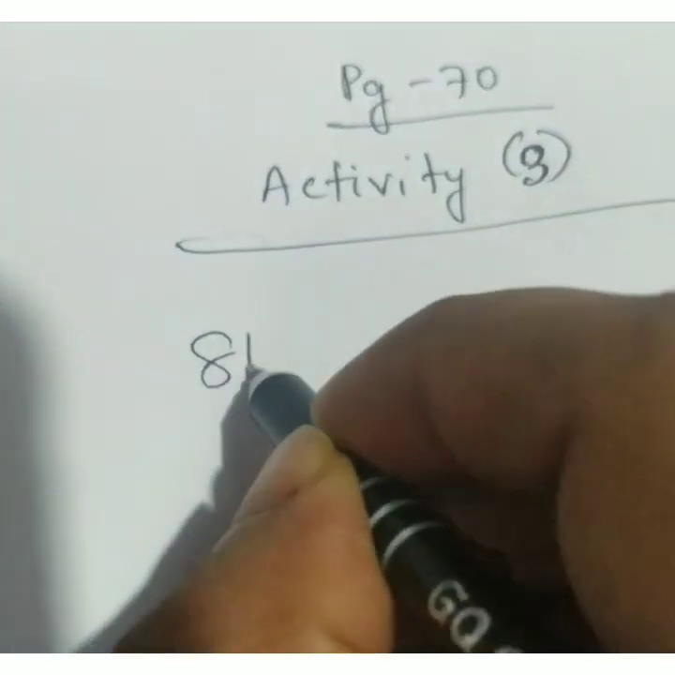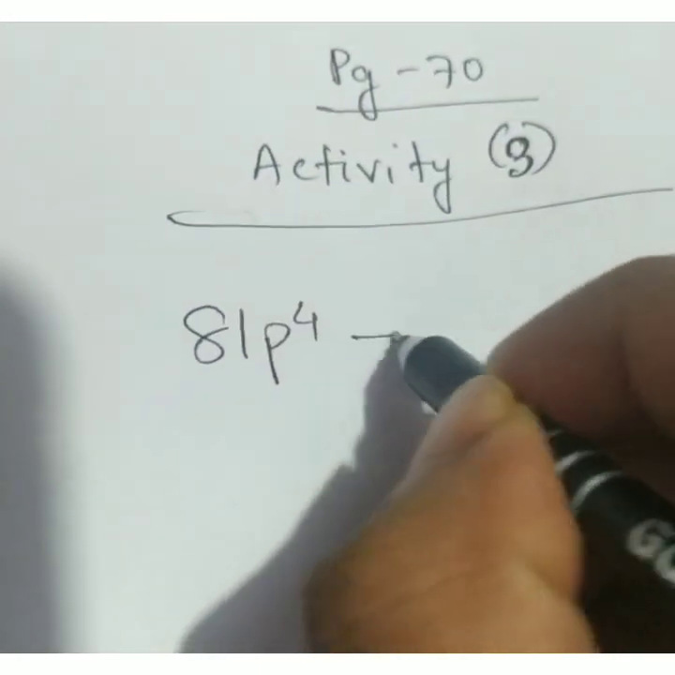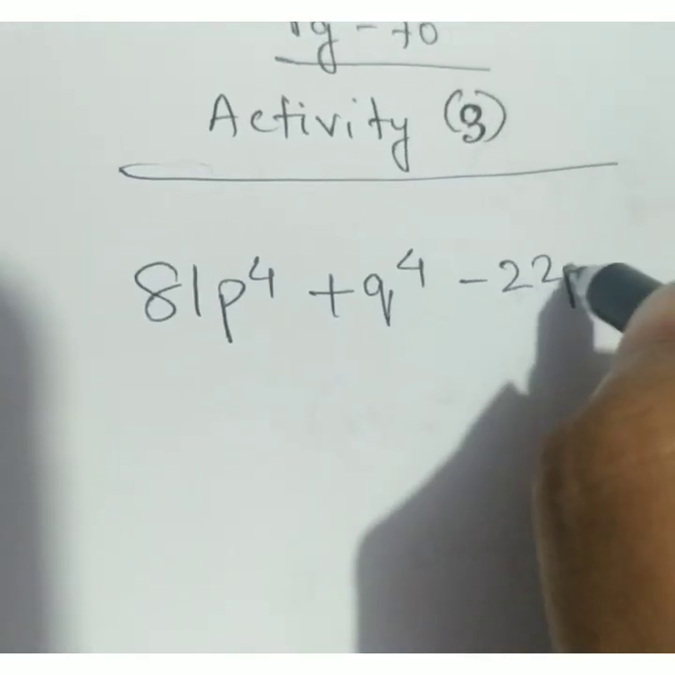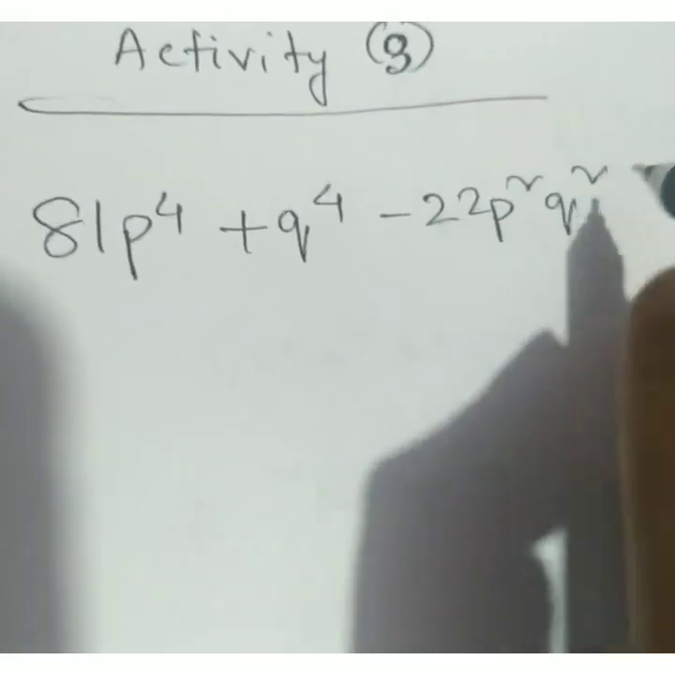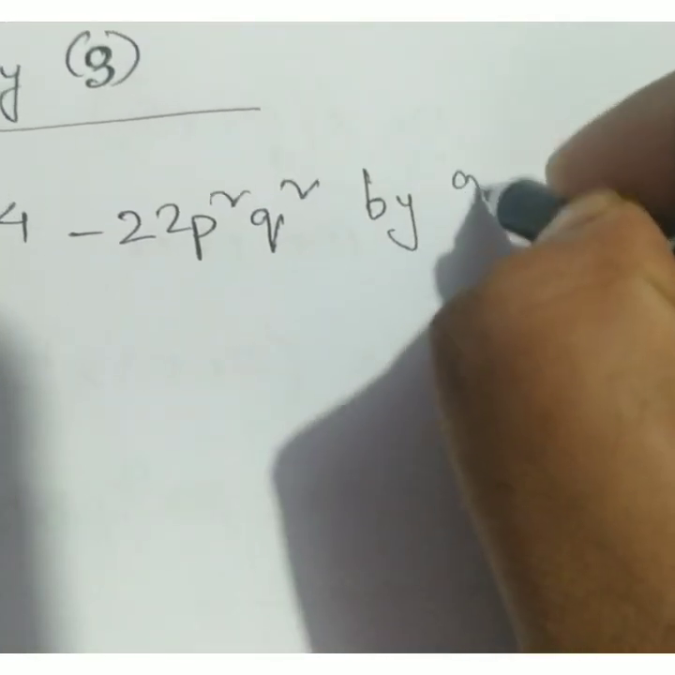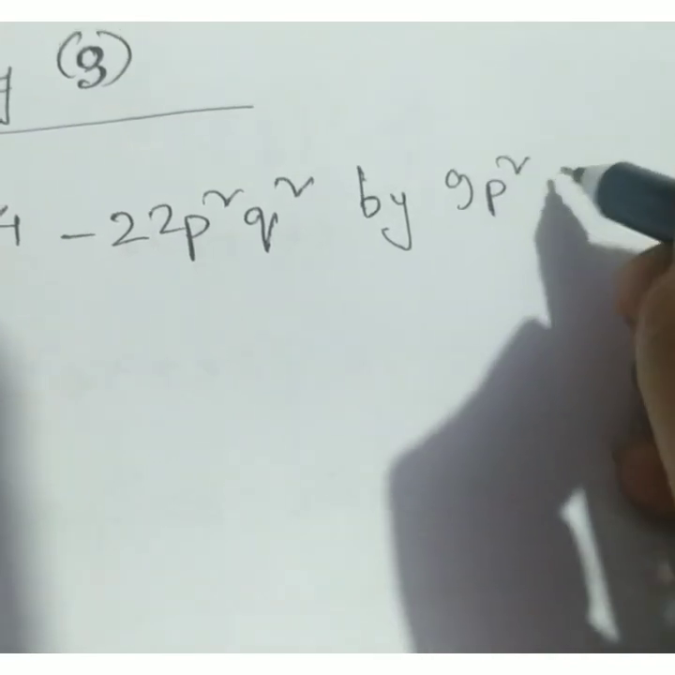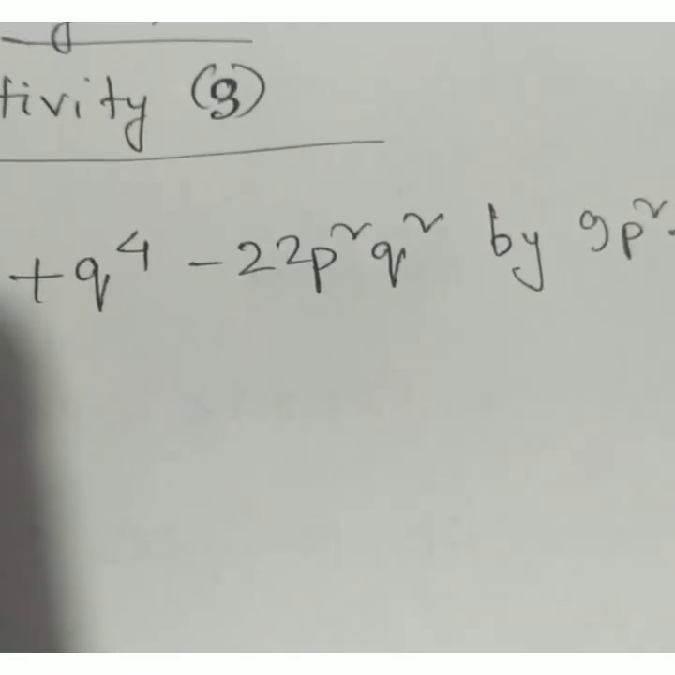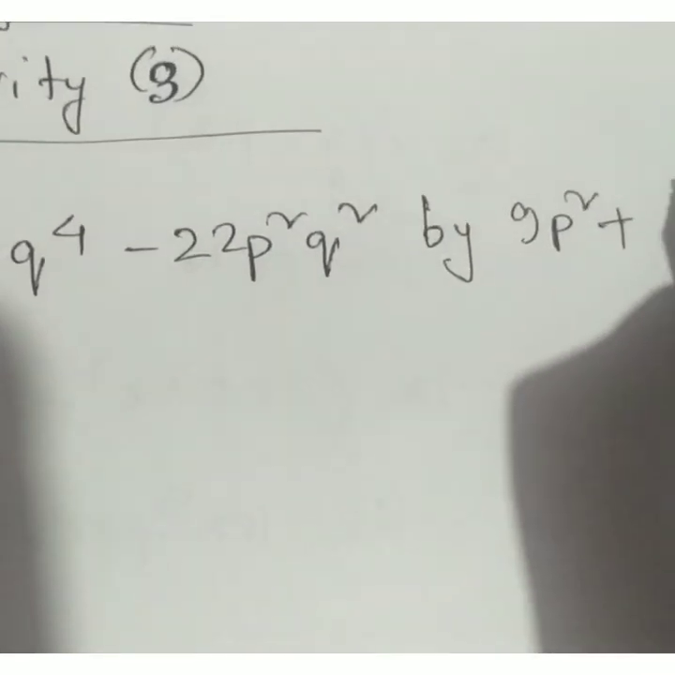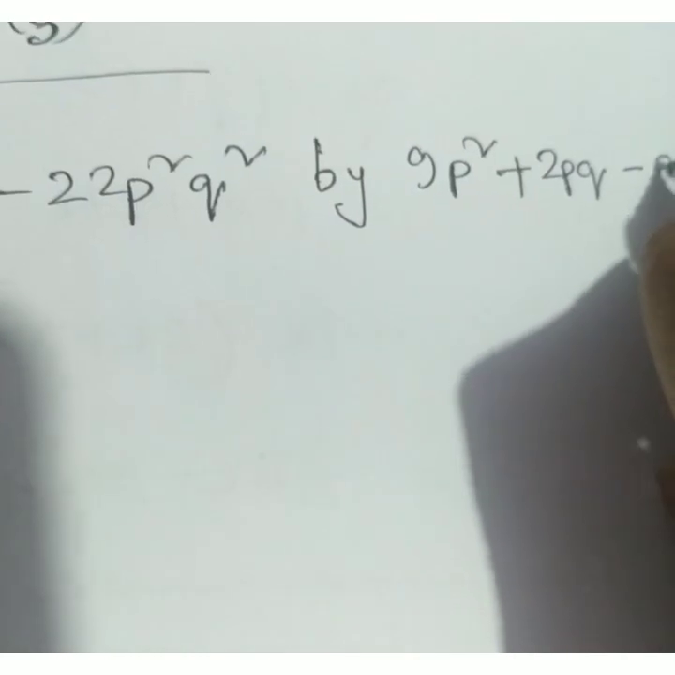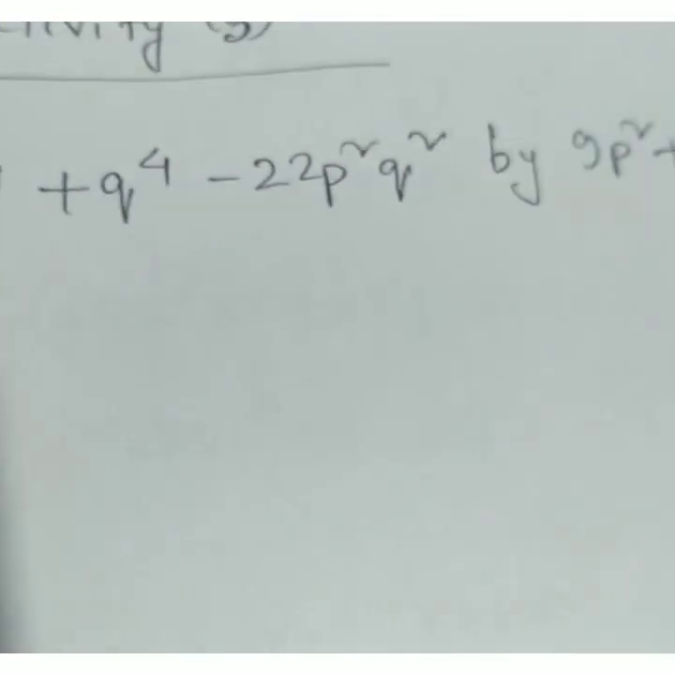Question is 81p⁴ plus q⁴ minus 22p²q² divided by 9p² plus 2pq minus q².